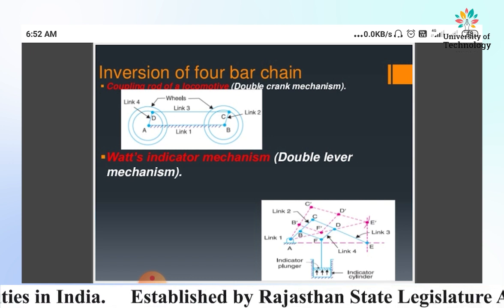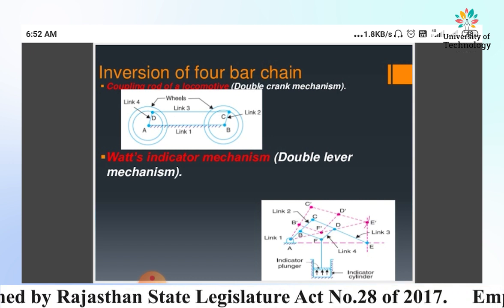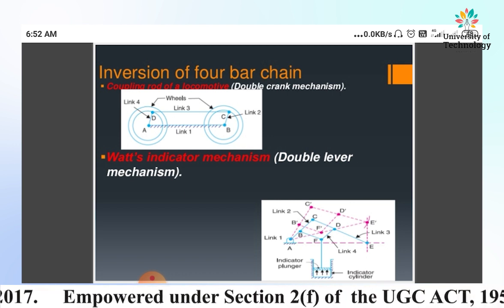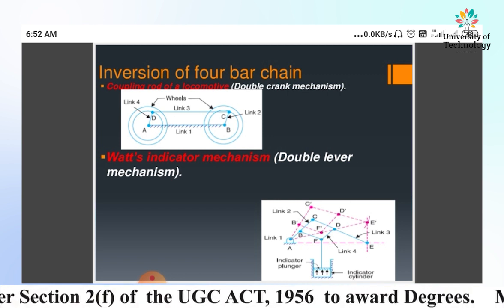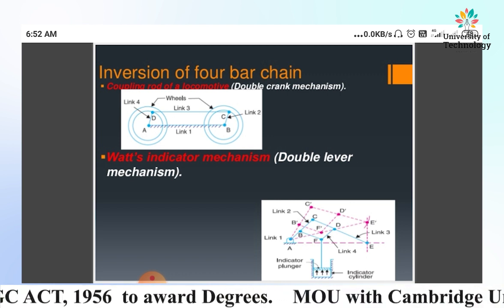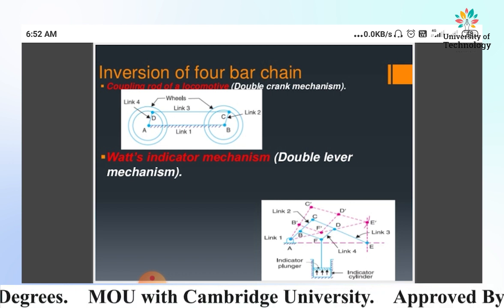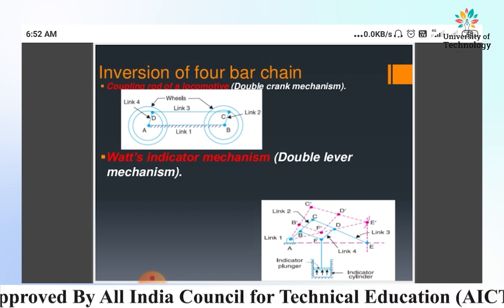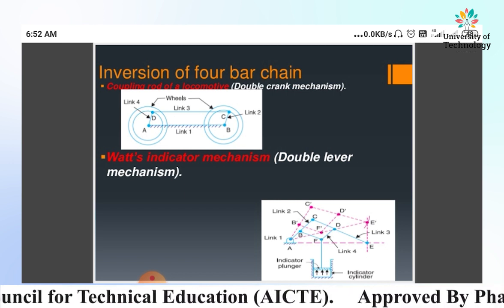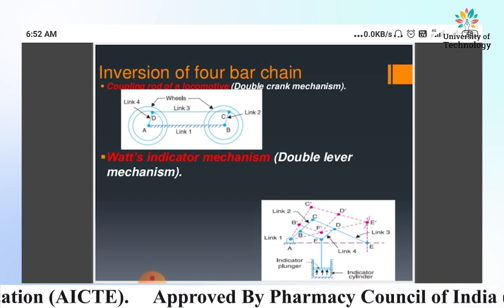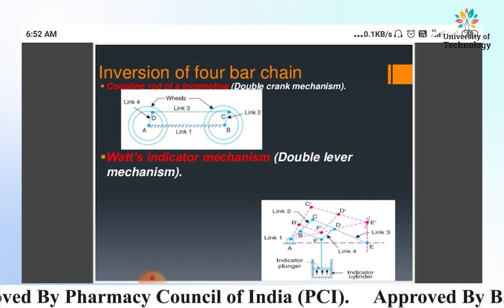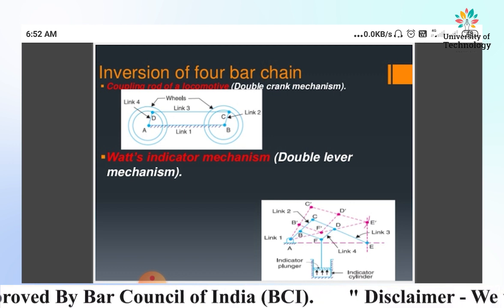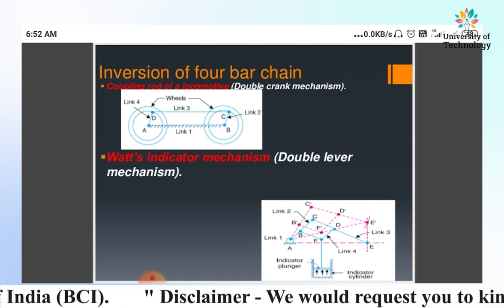The next inversion of the four-bar chain is the coupling rod of a locomotive, which is called the double crank mechanism. As the name says, double crank means there are two cranks in this mechanism, a connecting rod, and a fixed link. Links 2 and 4 are the two cranks.